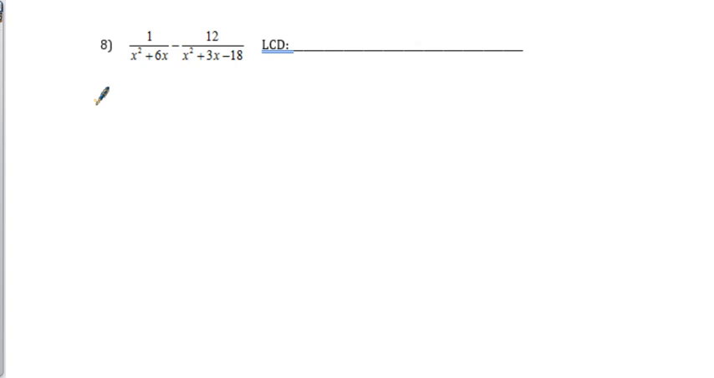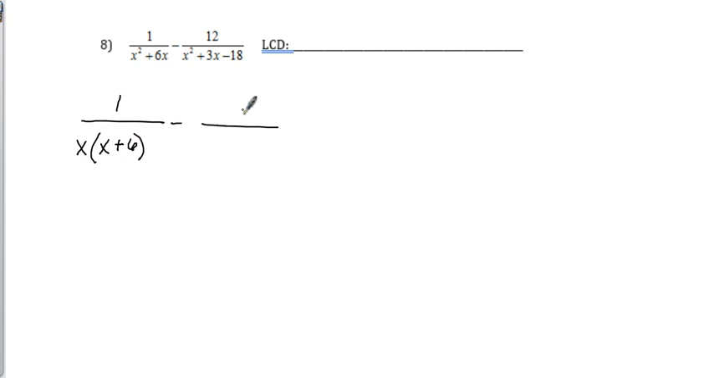Question number 8. Once again, we're going to need to factor each of these denominators to figure out how we could possibly come up with an LCD. So the first one has a greatest common factor. Hopefully you see that it's got an x that can be taken out. When you take it from here, you leave an x behind. When you take it from here, you leave a plus 6 behind.